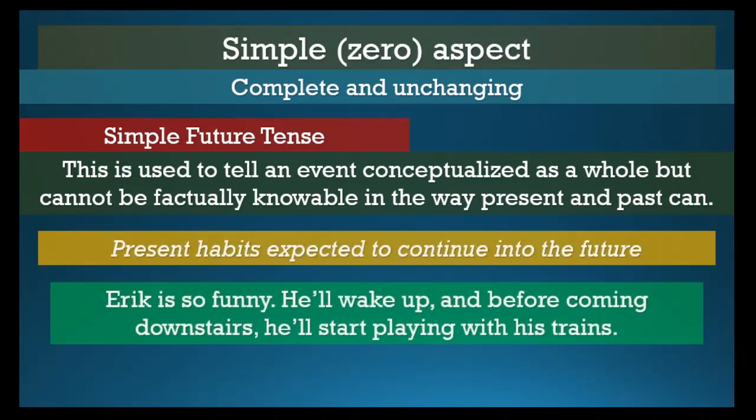Present habits expected to continue in the future are likewise conveyed in sentences that use the simple future. Note that this must be accompanied by a preceding sentence that acts as source or motivation for the habits that might persist in the future. This explanation is very well reflected in the example we have right here.